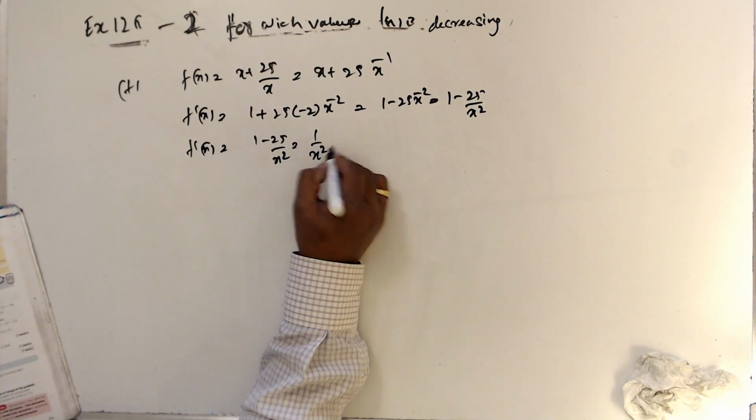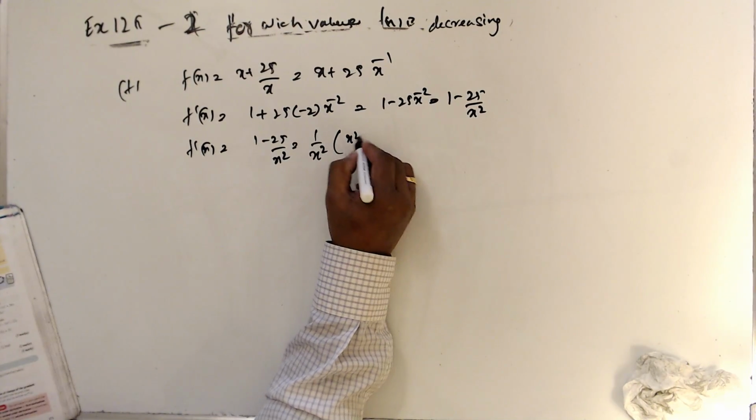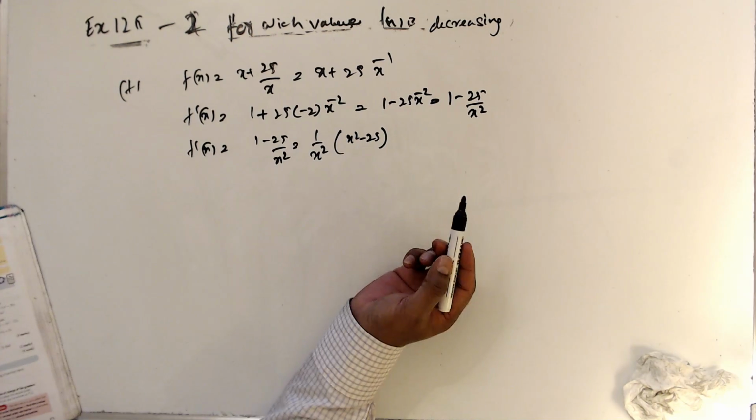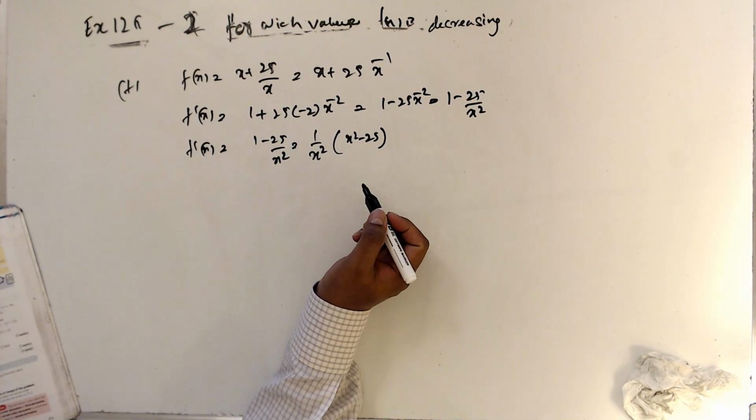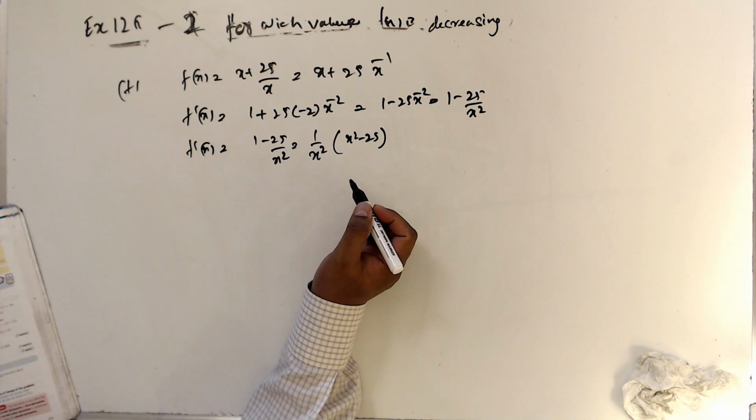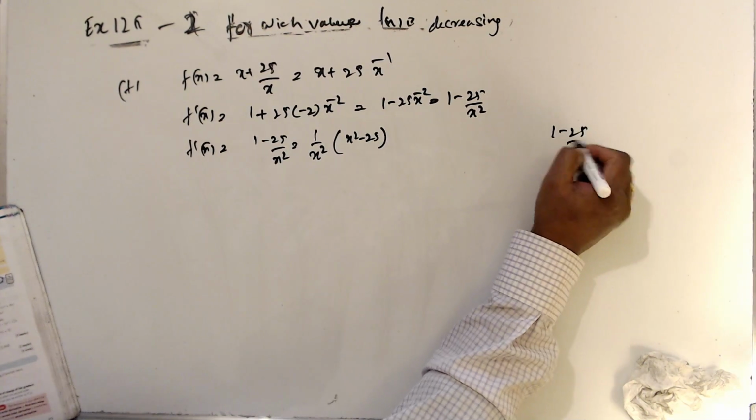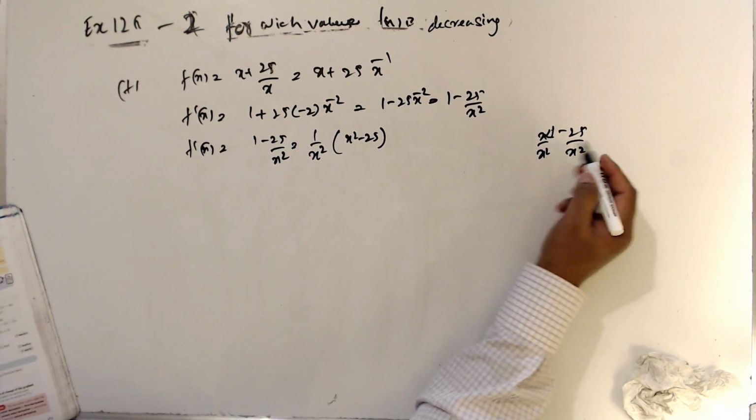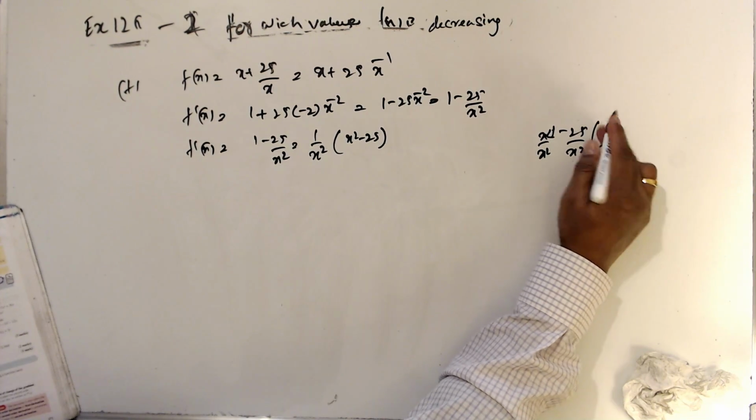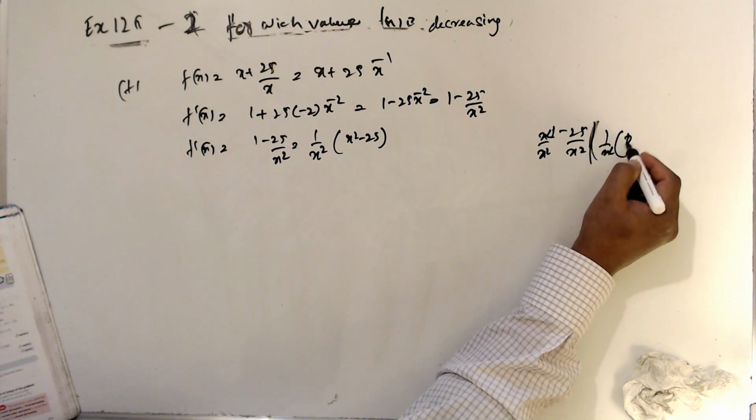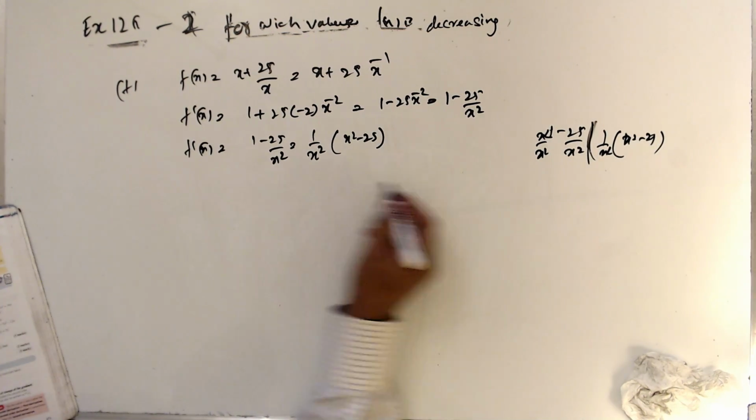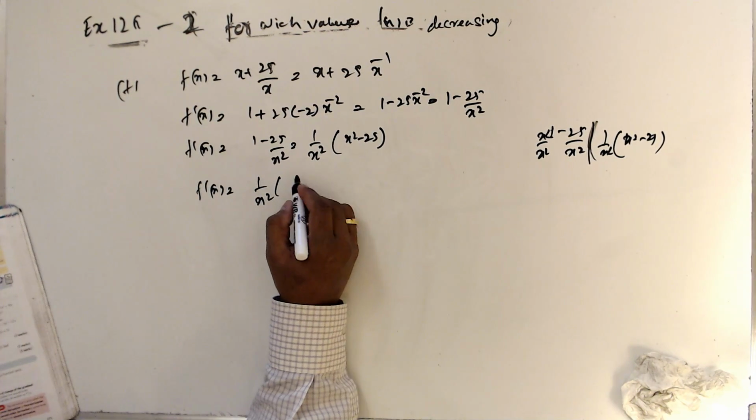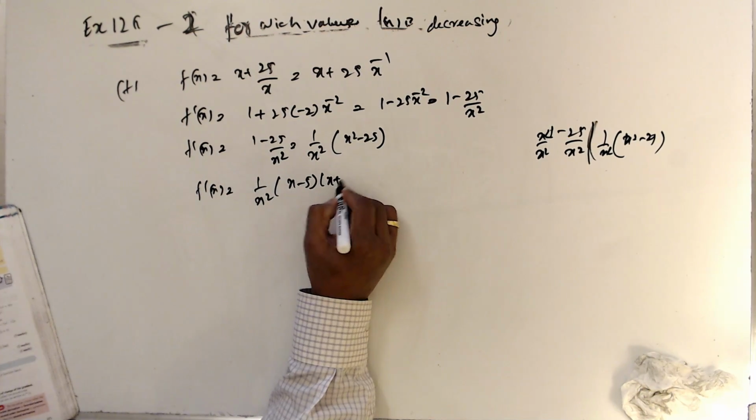If I take 1 over x squared out, this is going to be x squared minus 25. When you multiply back, you will see that you get the same answer. 1 minus 25 over x squared: write x squared over x squared as 1, then you can take 1 over x squared out. Then that is x squared minus 25. So then f dash x equals 1 over x squared times x minus 5 times x plus 5.